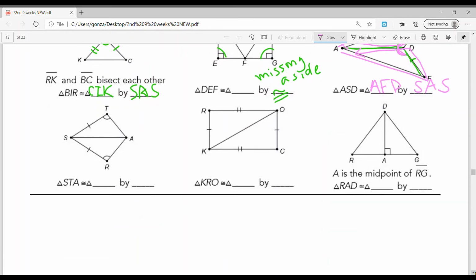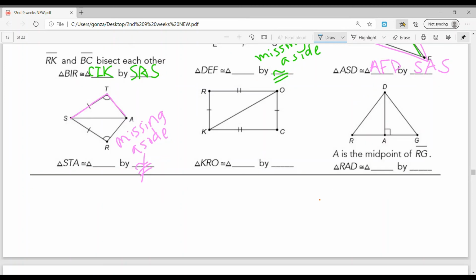All right, so next one, triangle STA, I'm missing a side, so this is not congruent. Okay, let's look at KRO. So triangle KRO, I have two sides and I have a shared third side, so that's going to be by side, side, side, and we have to go in the same order for the corresponding, so it's going to be OCK.